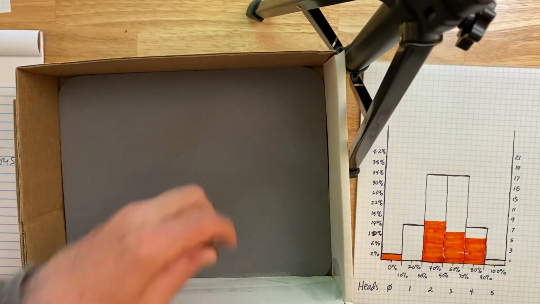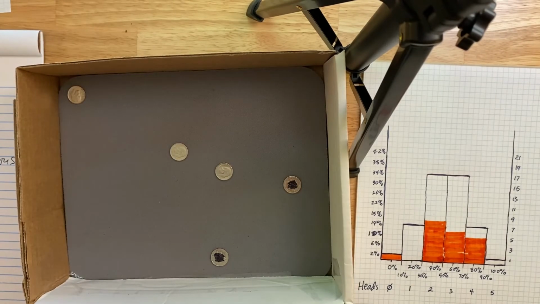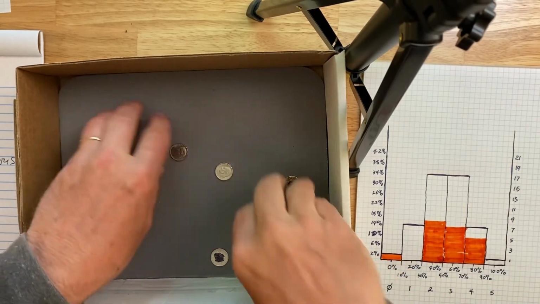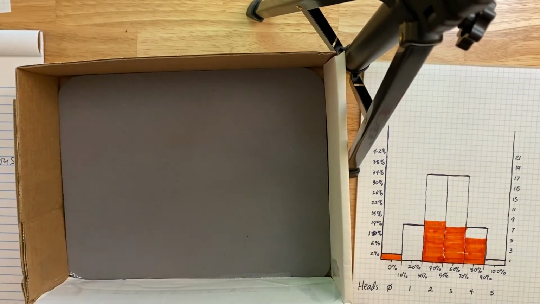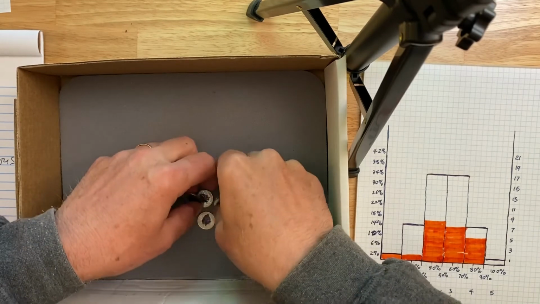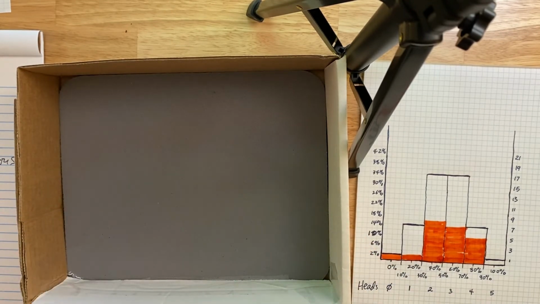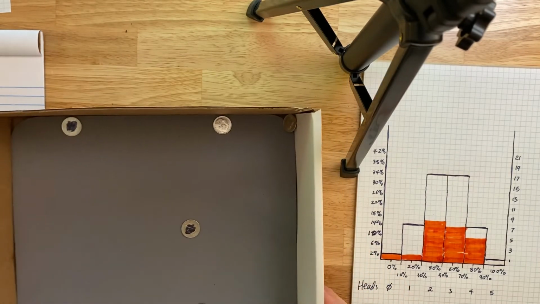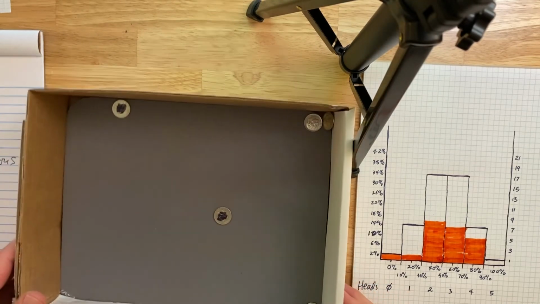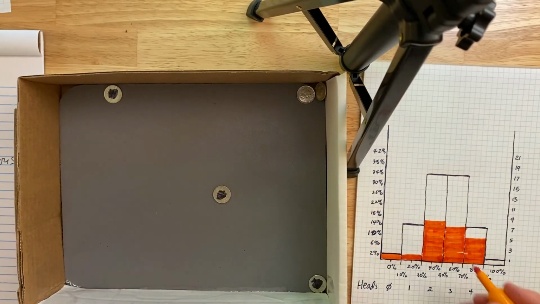3 is 60% heads. 1 is 20% heads. 1 in the corner is mostly a heads. I'm going to count it as a heads. Hope you don't feel I'm cheating.